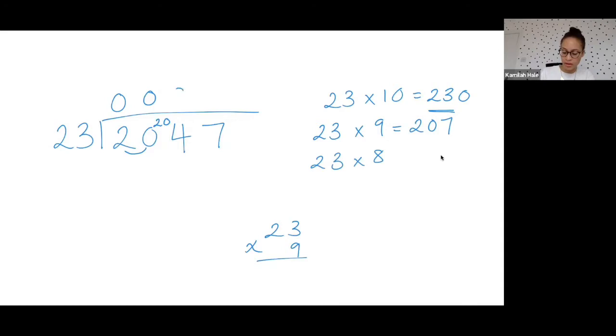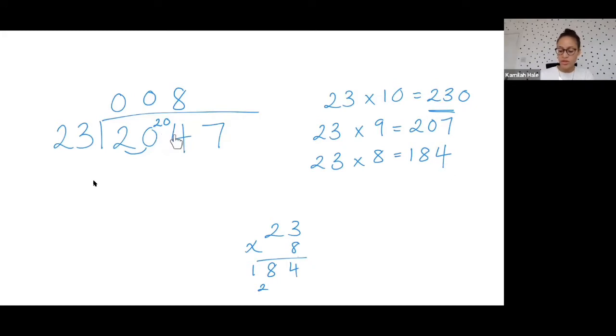I'll put 8 there, I remember. But we need to figure out what 23 times 8 is so that we know what our remainder is. So let's do a little multiplication. 184. So 23 times 8 is 184. See how I'm making notes on the side here systematically so that I don't waste any of my time by having to work things out again. I can keep track of what I'm doing. So we know that 23 times 8 is 184.